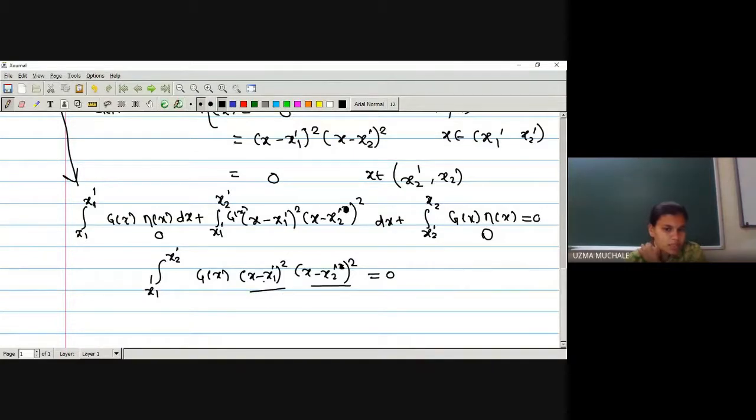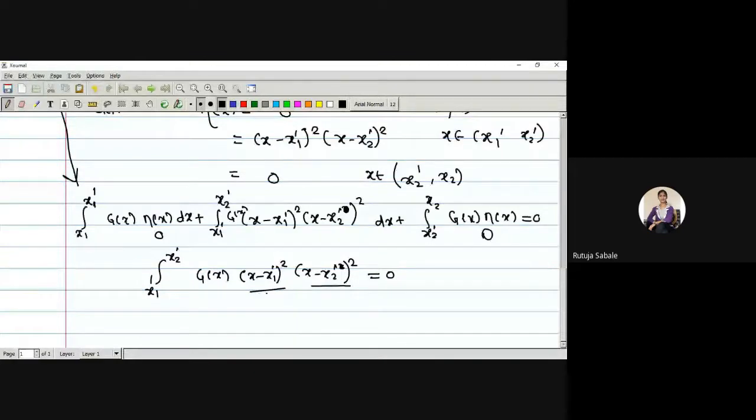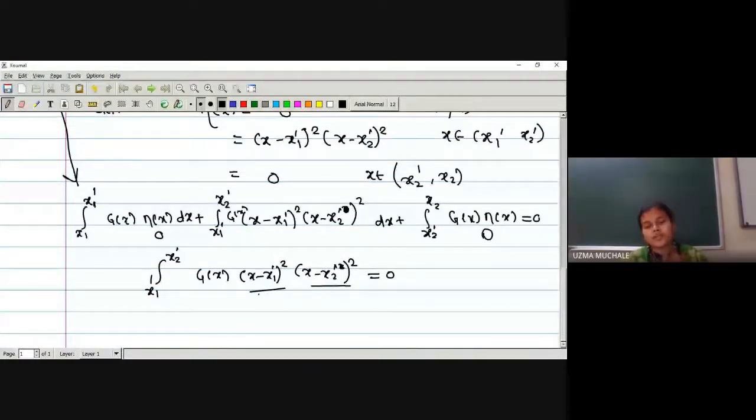Obviously, the value of these squares will be greater than 0. Yes, ma'am. Because as we know, the value of a squared term is always positive. So (x minus x1 dash) and (x minus x2 dash) squares are both greater than 0. So we can say that, combining all this, the value of the integration from x1 dash to x2 dash of g of x, (x minus x1 dash) square, (x minus x2 dash) square will also be greater than 0, correct?